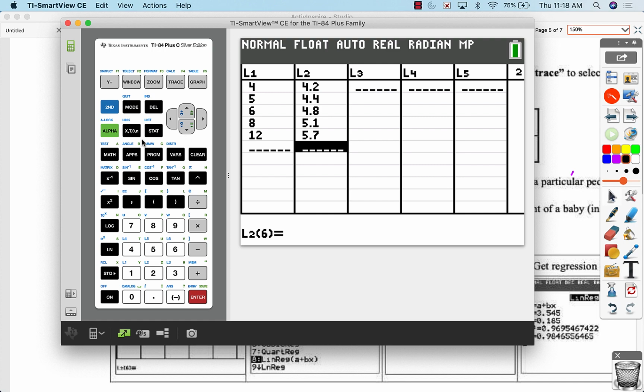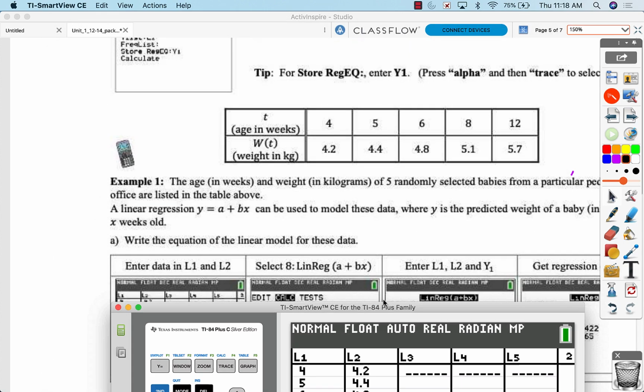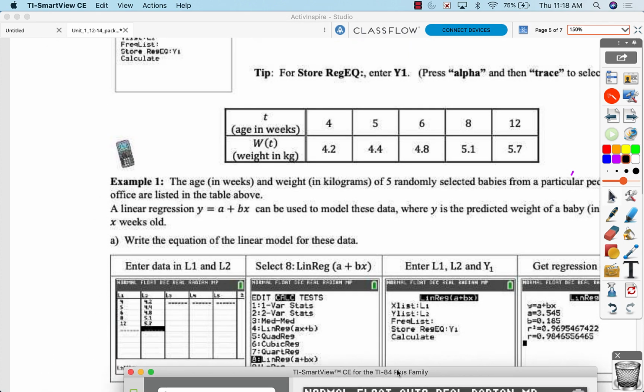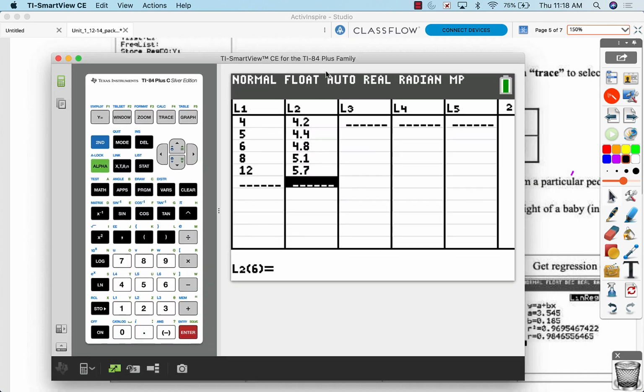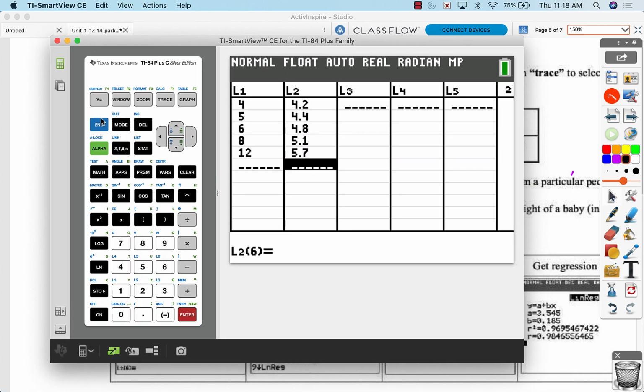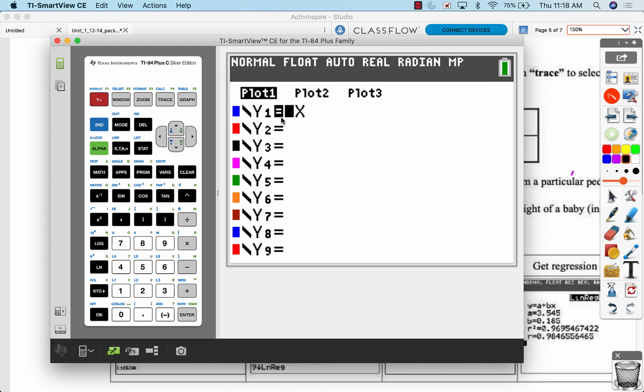But the first thing you might want to do is make a scatter plot. If they tell you it's linear, write the equation for a linear, then we know it's linear. But what I do is I always make a scatter plot. So follow these steps. First of all, make sure there's nothing in your regular y equals, because this would mess me up. Clear this stuff out.